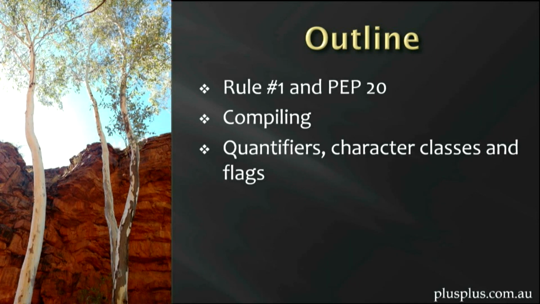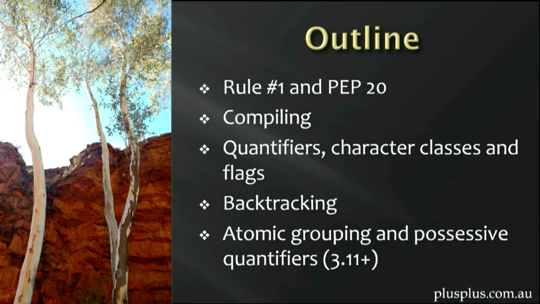What we're going to look at is rule number 1. We're going to look at compiling, quantifiers, character classes and flags, backtracking, and then atomic grouping and possessive quantifiers that are new in 3.11. So if you're using 3.10, you should probably get to 3.11.